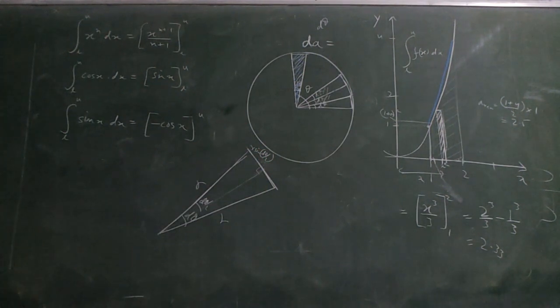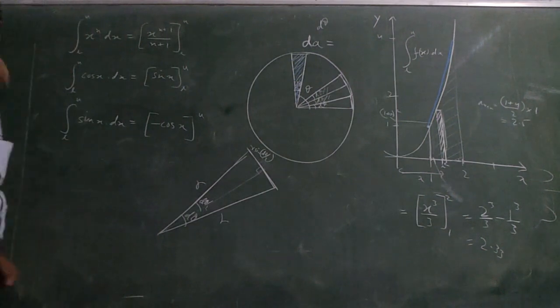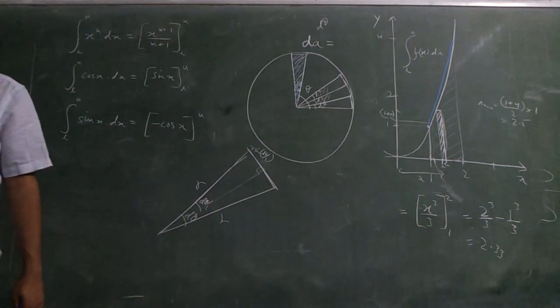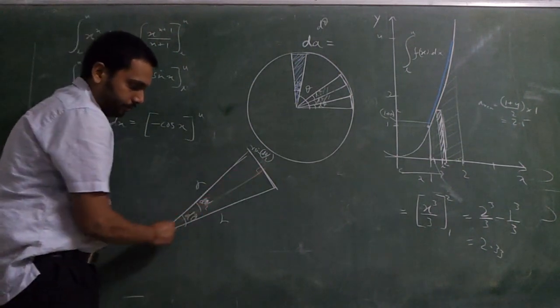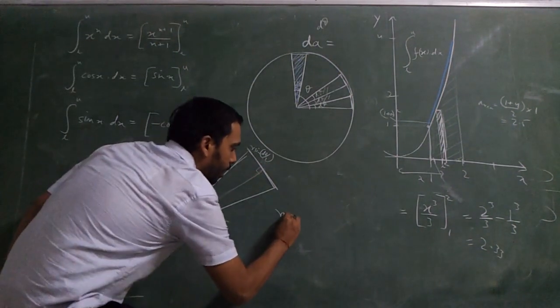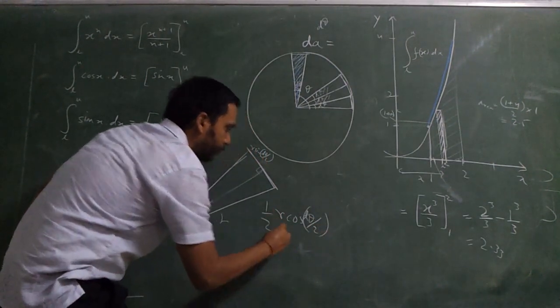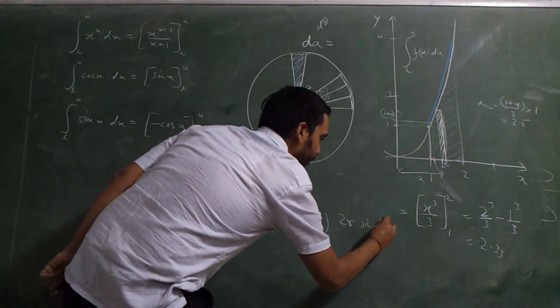Half base into height I can do, right, to get my area. Any doubt about that? What is the height? This is r cos d theta by 2 or not? Height is r cos d theta by 2 or not? This is the height. So it is r cos d theta by 2 half base into height. So base is 2r sine d theta by 2.